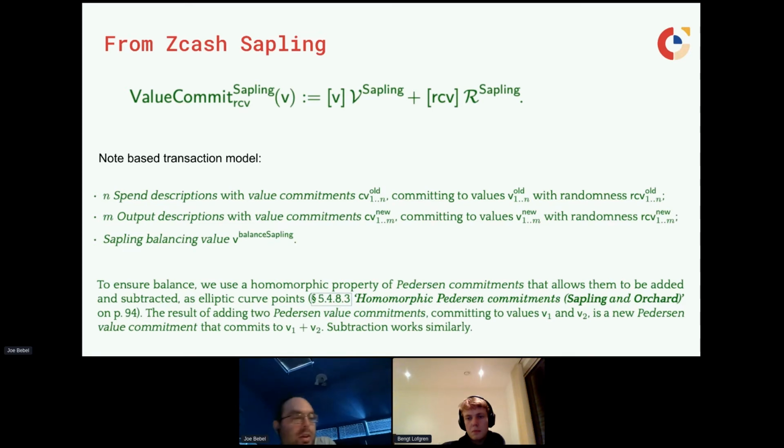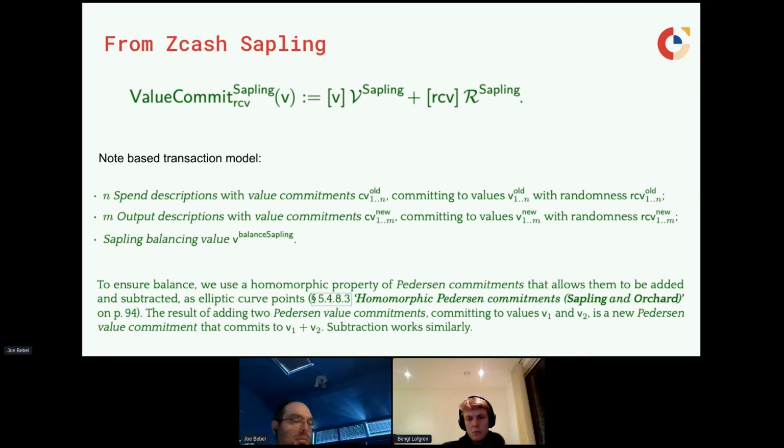And so this means that you don't actually need to know what value is locked inside of the box. You can do this add or subtract of two value commitments, and you get a value commitment that commits to the sum or difference. And so this is great. This means that in Sapling we can consider each note individually and not have to consider the entire transaction.